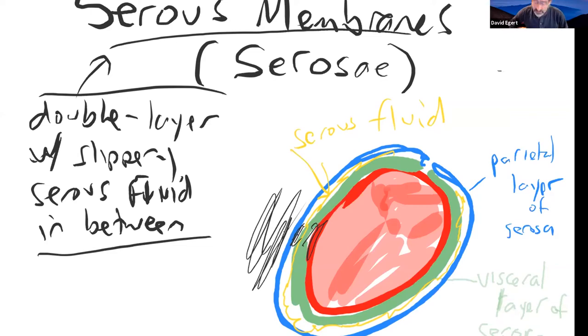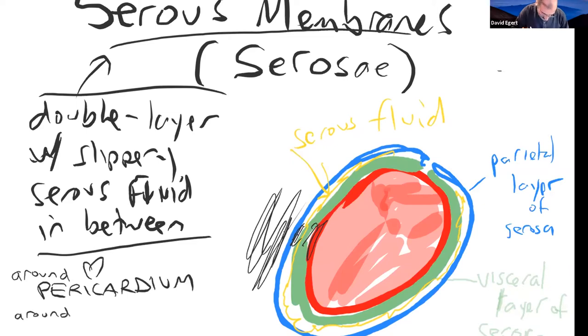The serosas, you know, when you get into anatomy, there are more fancy names as you get into subparts, but for this class, you just need to know three main serosas. Around the heart is the pericardium. That's the one we're going to look at in just a second. Around the lungs, you have the pleura. Around your digestive organs, the peritoneum.